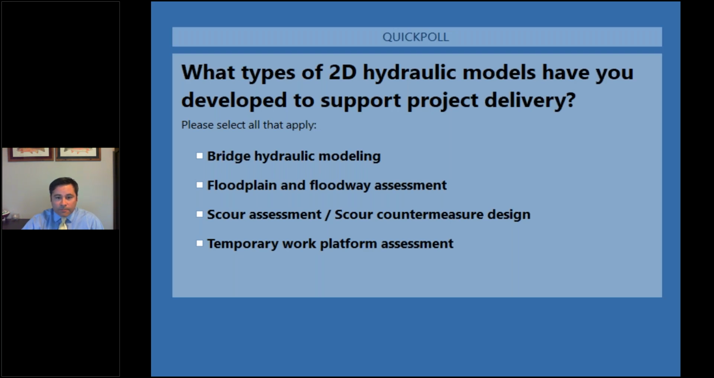Actually, there was a comment that came in that there wasn't any option in the quick poll for those who haven't used 2D modeling. Just wanted to share that. Oh, great, thank you. Wes, is there any questions you want to take?